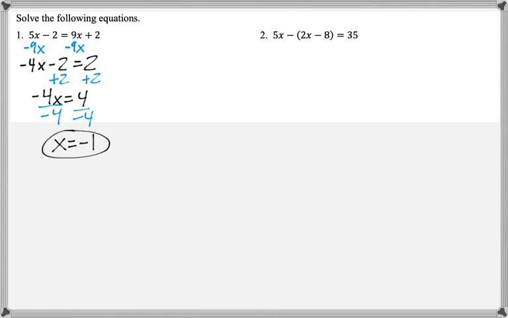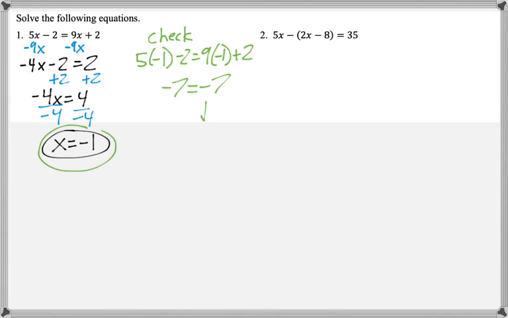So this will be my answer. And if I want to check it, I can. All I need to do is just plug it into the equation, and if both sides are equal, then negative 1 is indeed the answer. So the left-hand side is equal to negative 7, and the right-hand side is also equal to negative 7. So that means that negative 1 is the answer.